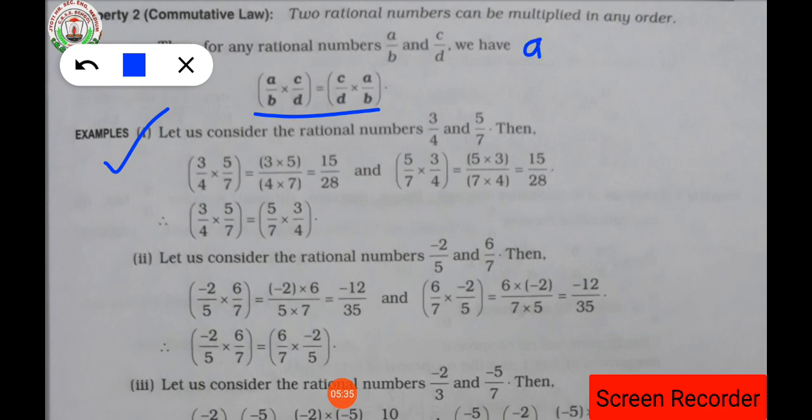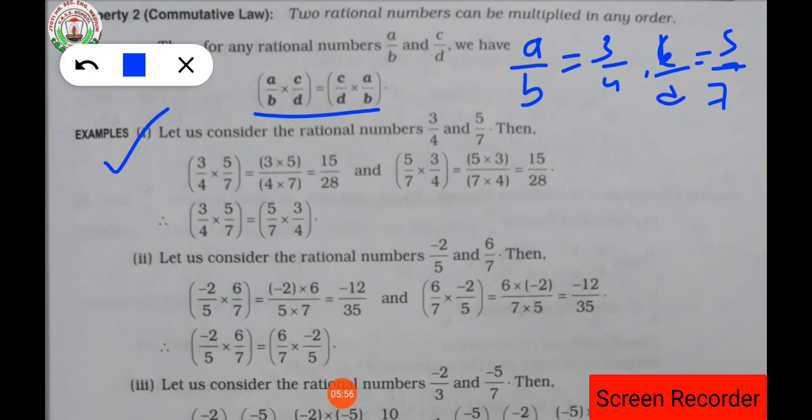Suppose we take the value of a by b as 3 by 4, and the value of c by d as 5 by 7. You can take any other number also. You can take negative numbers also, like minus 3 by 4. You can take minus 5 by 7 also. Okay, so let's start.